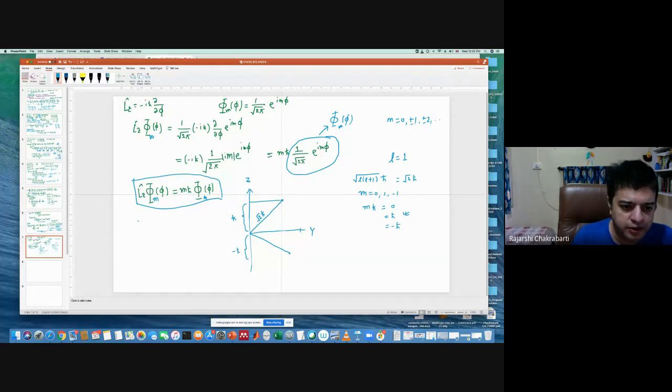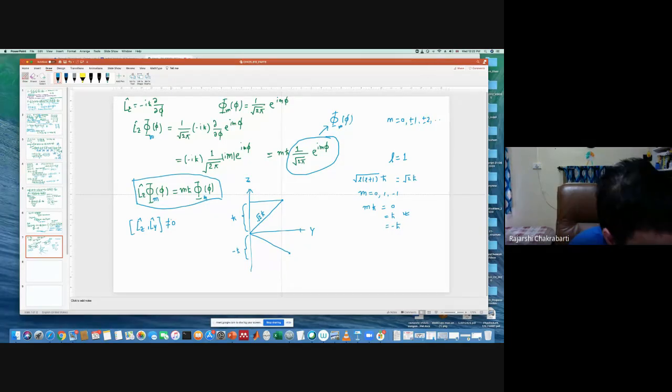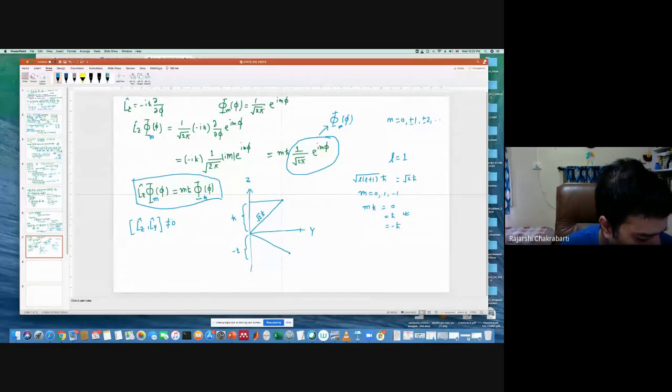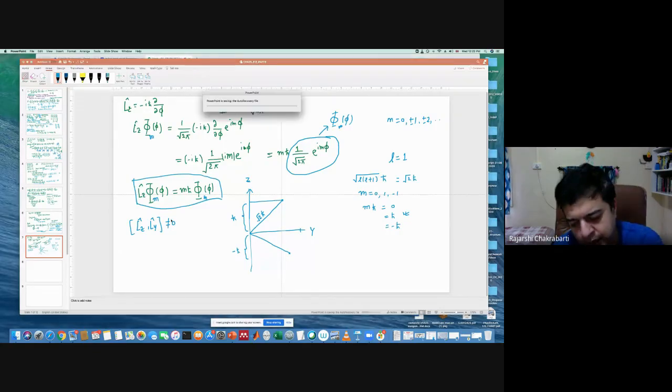What about this commutator Lz, comma Ly? This is not equal to 0. We have shown they don't commute. So Lz, comma Ly, they don't commute. What does it mean? It means that simultaneously I cannot measure Lz and Ly, isn't it? I cannot know precisely what the values of Ly and Lz are simultaneously. In this case, Ly and Lz.